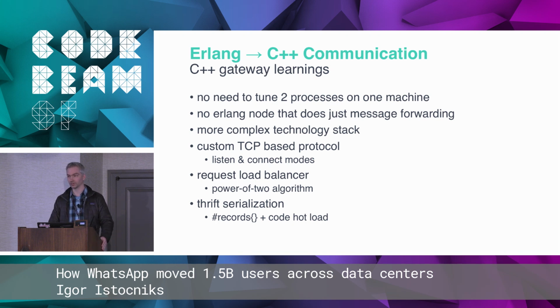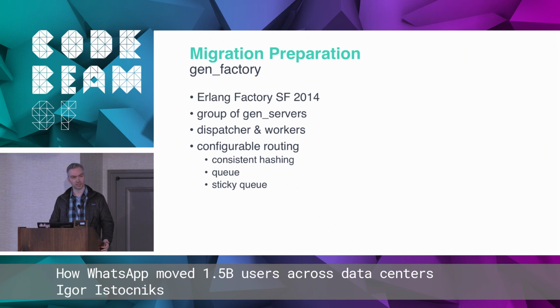All right, once the Erlang C++ communication problem was solved, it was time to actually start copying the data. Before I start talking about this, it is worth mentioning one of the components that we have in WhatsApp. We call it Gen Factory. What is Gen Factory? It is a group of Gen servers that are split into two different groups. One is the dispatcher, that gets work or a request and figures out which worker this request should be executed on.